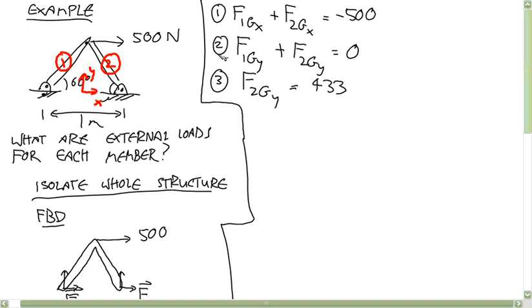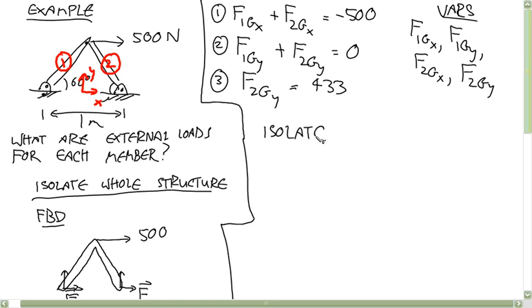So let's just list out all the equations, list out all the variables, and if we can get the number of equations to catch up with the number of variables, then we'll be happy. Okay. So let's list the variables we have so far. We have f1gx, f1gy, f2gx, and f2gy. And now let's move on to body one.